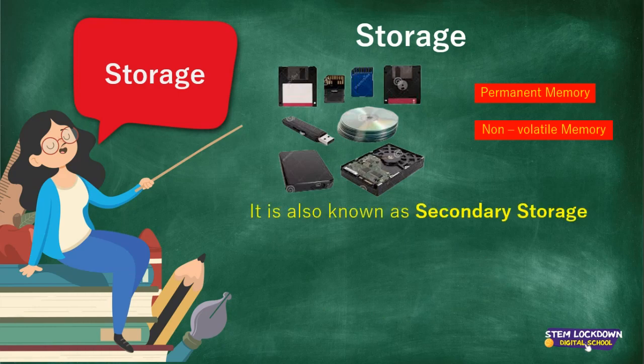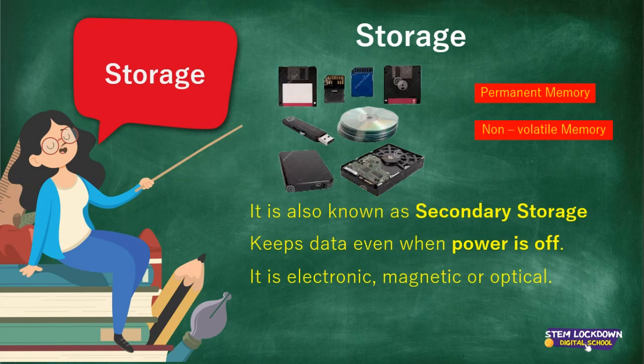All right. So the other name that we can give it: remember we said RAM is primary storage. Now the storage is actually secondary, known as secondary storage. It keeps the data when the power is off. You say that it can be electronic, magnetic, or optical. That means the way it functions, right? It can use electricity, or it can use magnetism, or it can use optics. We're also going to talk about what that means.